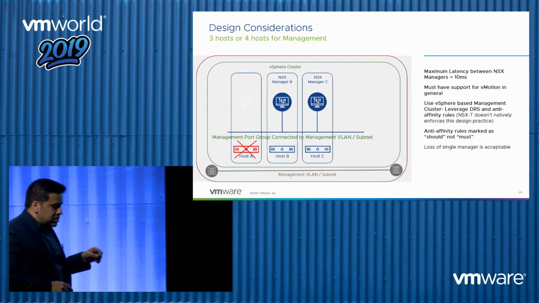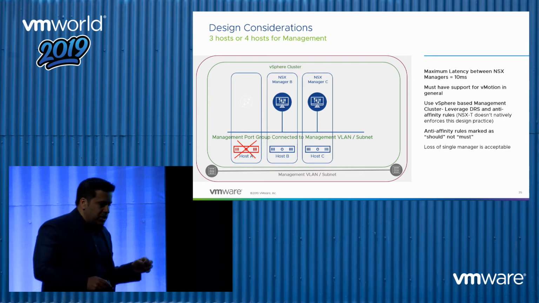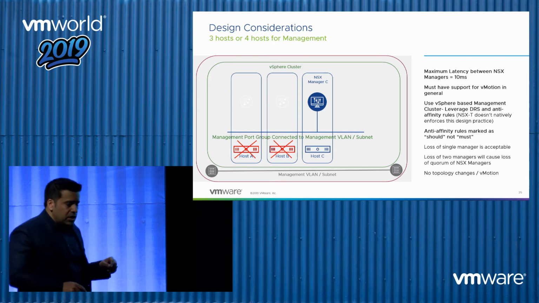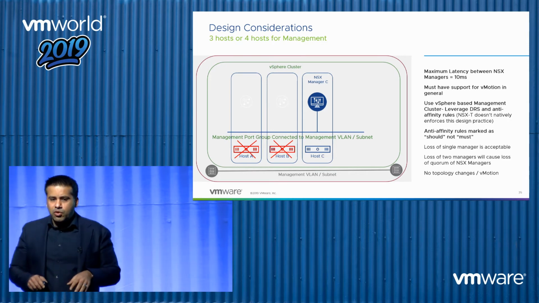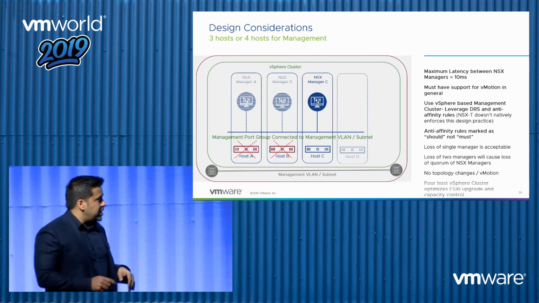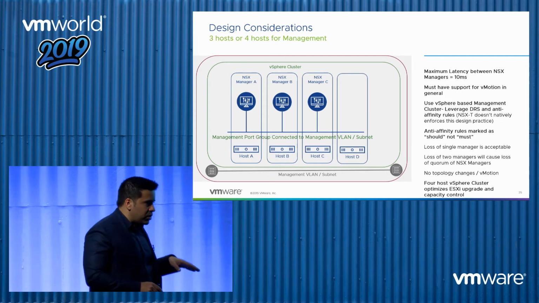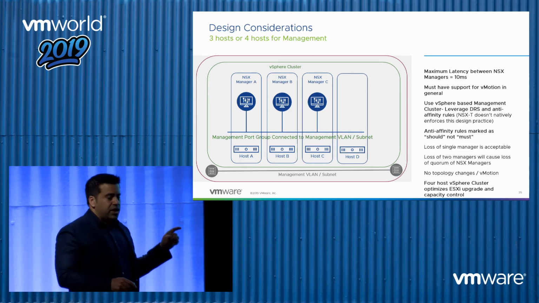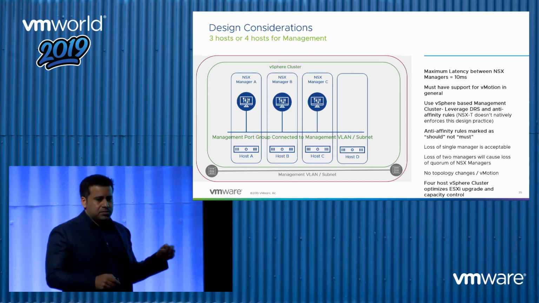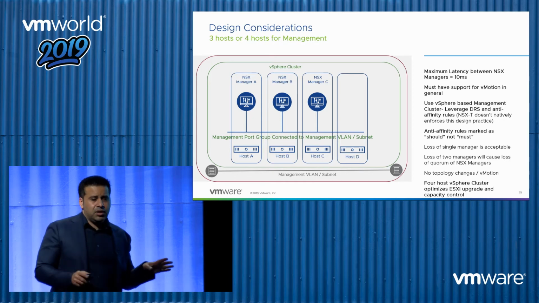Loss of a single manager is acceptable. When you lose 2, there'll be no topology changes. It's read only. There'll be no vMotion at that point, okay? So that's why we suggest that you have 4 hosts in the management cluster, so that you can take one out for maintenance or failure, okay? We're not overkilling it with +2 here.